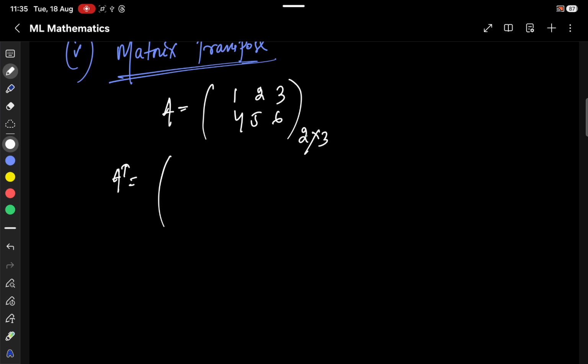So you can pick anything. If I pick a row, that becomes a column. 1 2 3 used to be a row, now it's a column. If I take another row, that would be 4 5 6, which used to be a row and now becomes a column. So this becomes a 3 cross 2 matrix. You can see it is getting transposed, right?